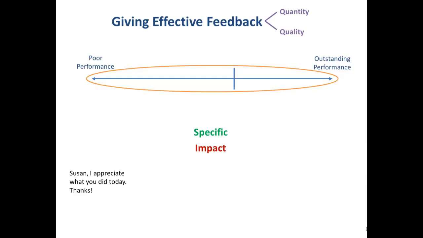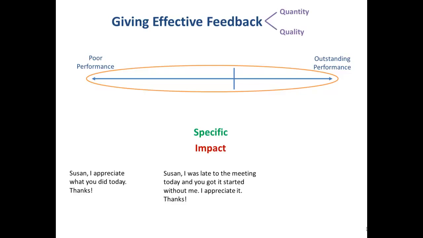So the feedback is, Susan, I appreciate what you did today. Thanks. So that's a nice sentiment, but that's not feedback because Susan doesn't know specifically what she did and she doesn't know why it mattered that she did something. So this is what is often referred to as good dog feedback, because it's where you say, I appreciate it, I thank you, you're awesome, you rock, you're wonderful, good dog, good dog. But it doesn't have the information that Susan needs in order to either change her behavior or to continue her behavior.